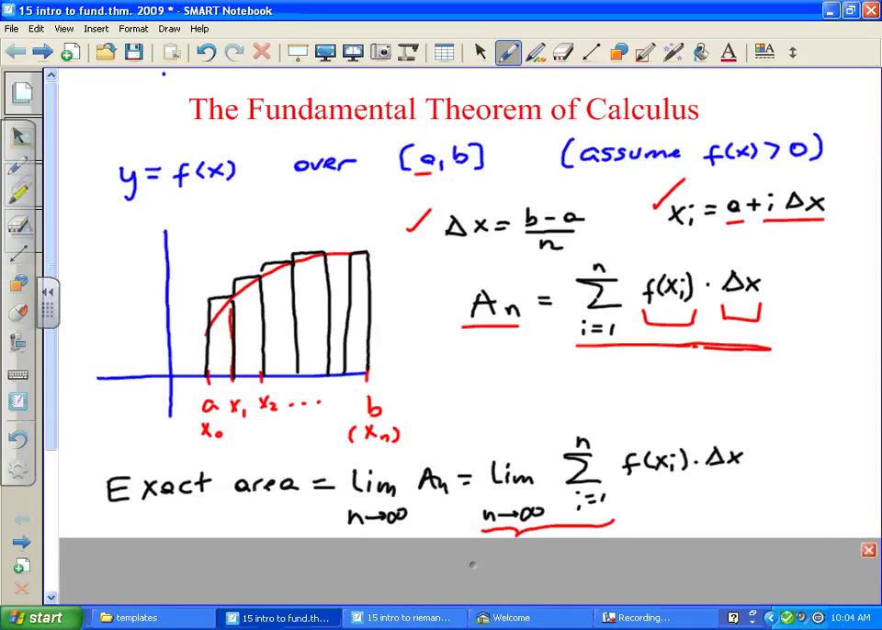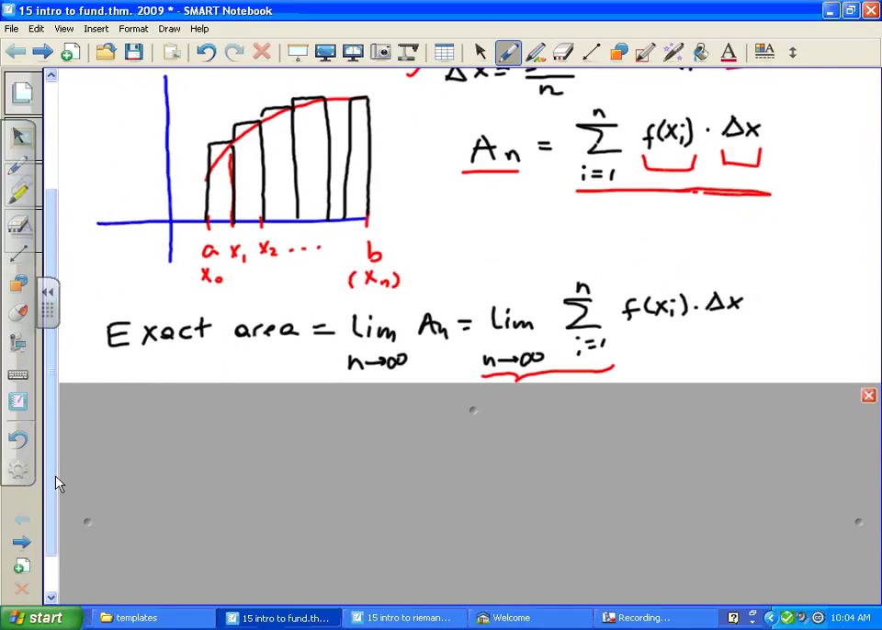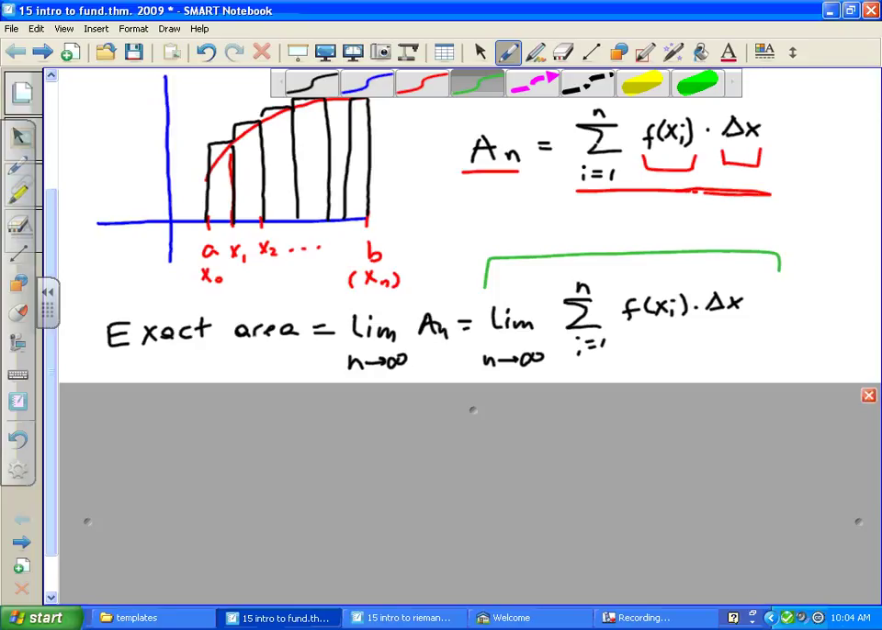We need to take a limit, right? To find the exact area, you take a limit as n goes to infinity of the above. So what you see right here is going to be the exact area. So this is the definition of the area under a curve. Limit as n goes to infinity, summation i goes from 1 to n, f of x sub i times delta x, a very complicated looking expression.